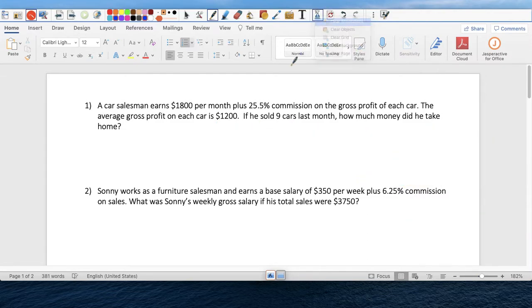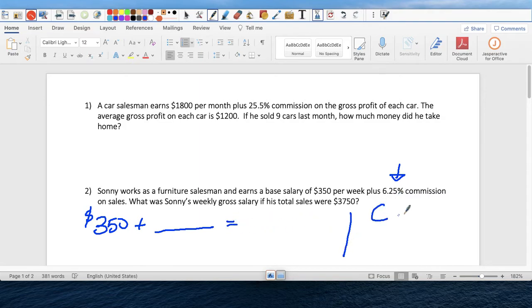Question 2 is the same thing. This guy works at a furniture store. His weekly salary is $350, and again, very little. But the furniture store gives him a little commission. Every time he sells something, from that sale, they'll give him 6.25%. So we've got to figure that out.